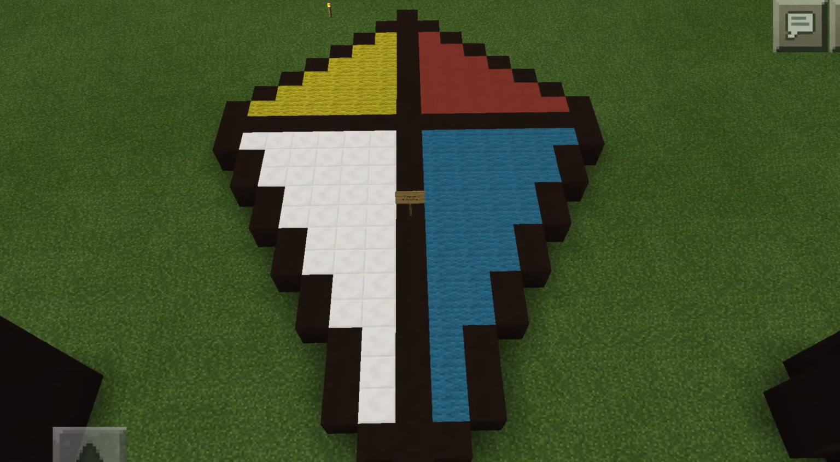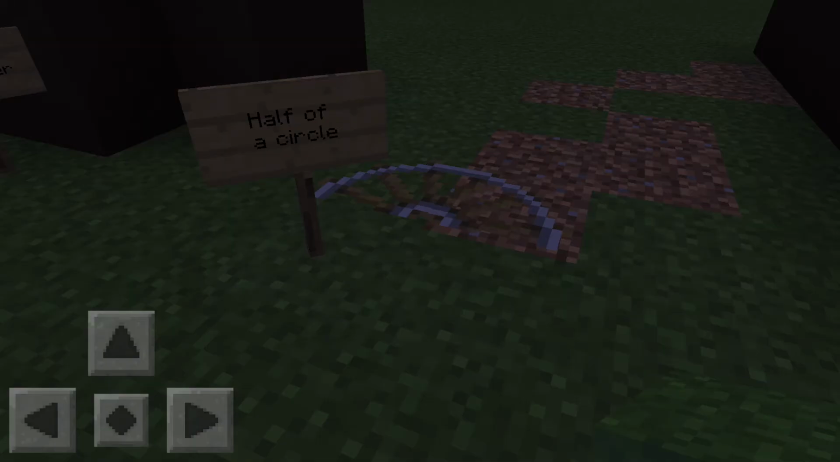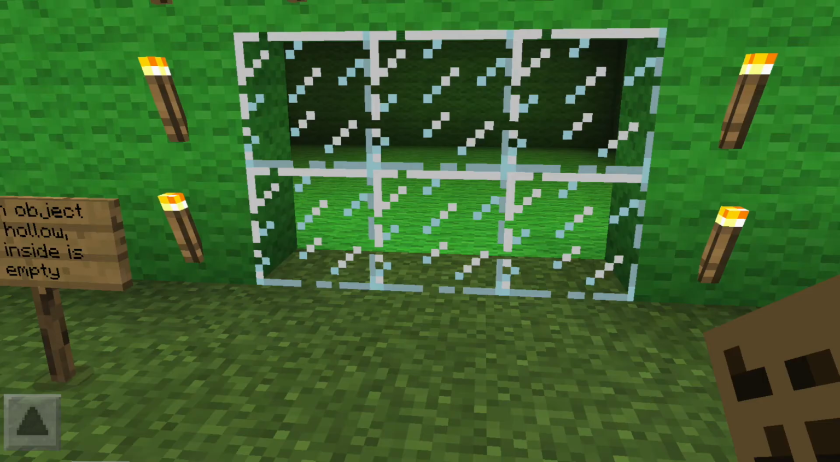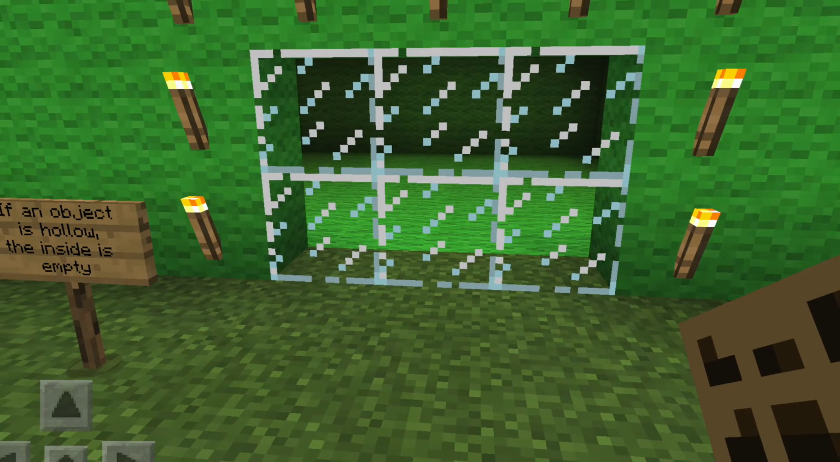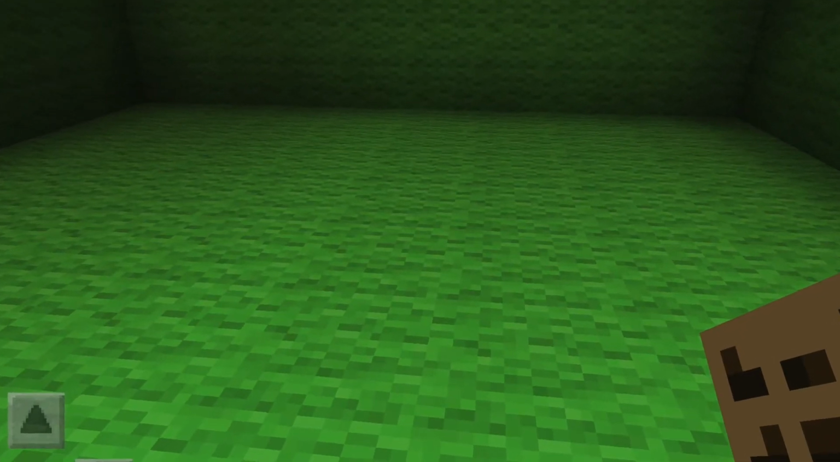The kite has a line of symmetry in the middle and has 2 long sides and 2 short sides above. A semicircle is half of a circle. This is a hollow shape. A shape is hollow when the inside is empty. This is the inside of a hollow shape.